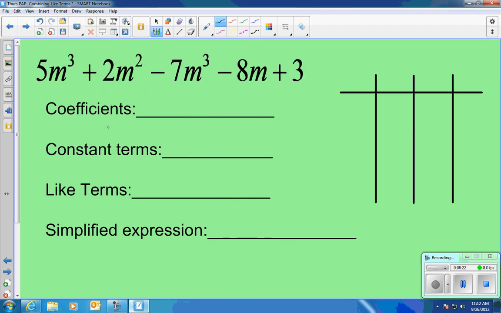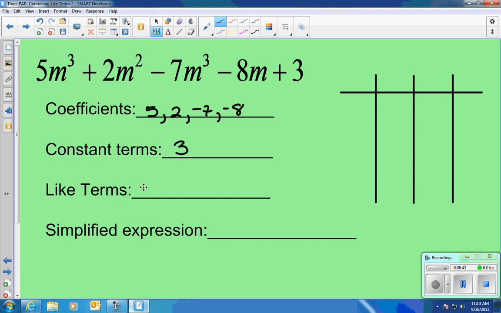All kinds of different variable combinations here. So this is to the third. It matches up with this third. This squared doesn't have any partners. This m doesn't have any partners. But these are all coefficients. So I have a 5, a 2, a -7, and a -8. 3 is the only constant.